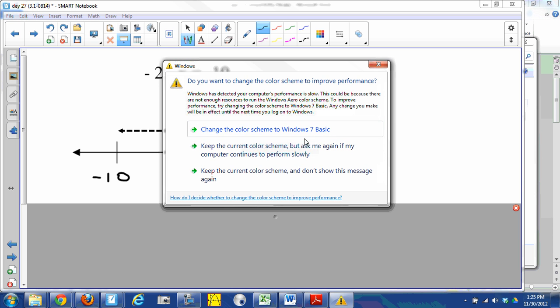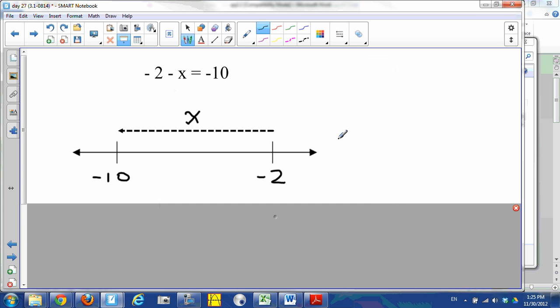No, I don't want to change it. I guess I should have clicked, don't show me this message again. I'm happy with my color scheme.